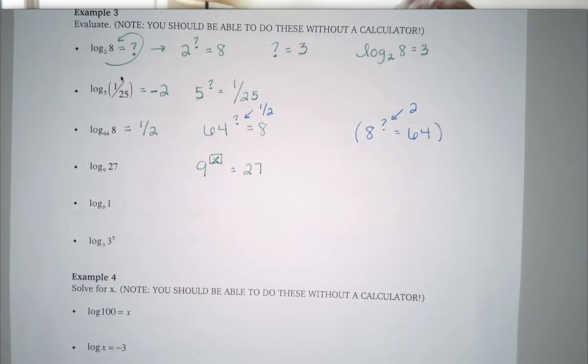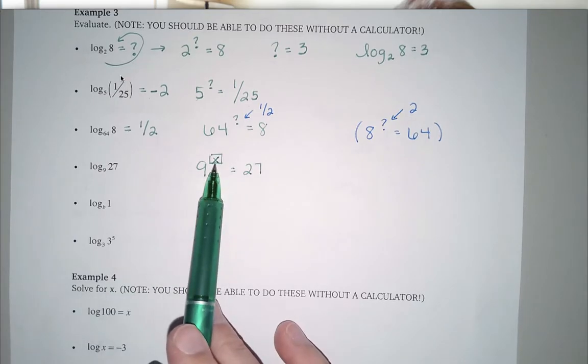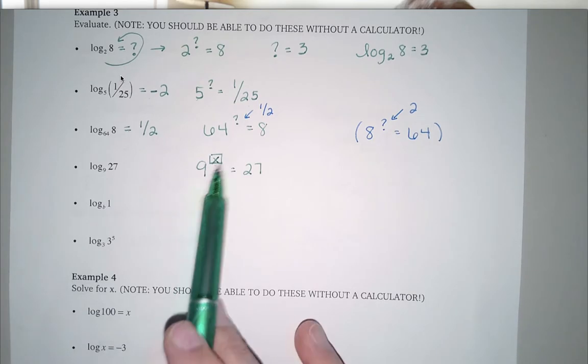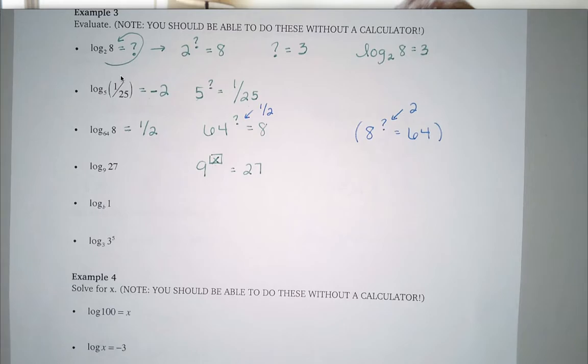So 9 to the power of what makes 27? There's not a direct power here, right? Because 9 to the first power would give me 9, but 9 squared would give me 81. Okay, so it's somewhere between 1 and 2. I do actually think this one works out to be 1.5, but I want you to be careful about assuming that it's right in the middle. It's not always going to be right in the middle.